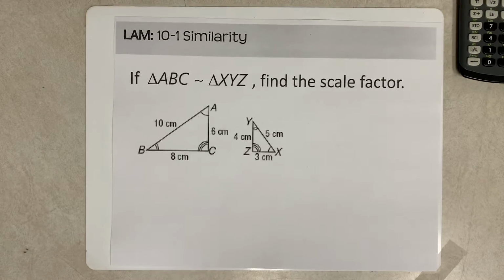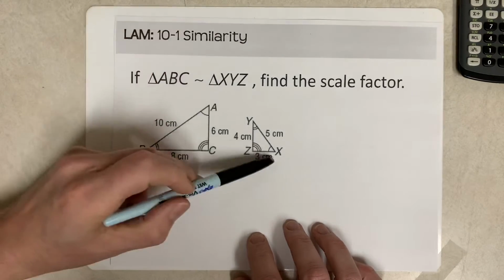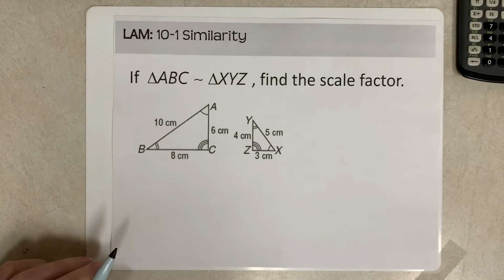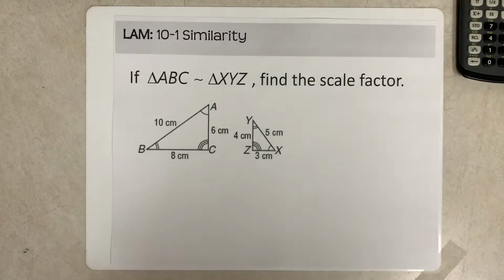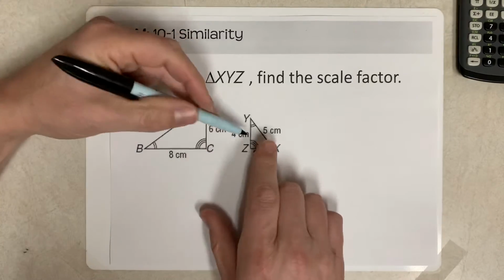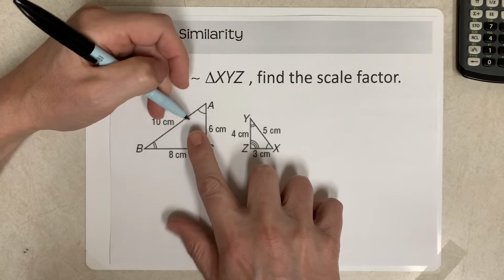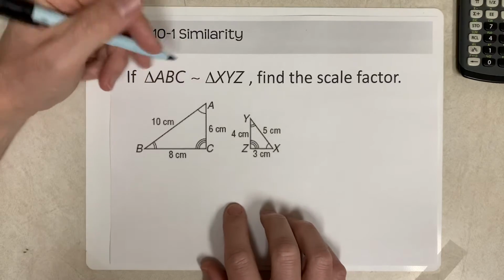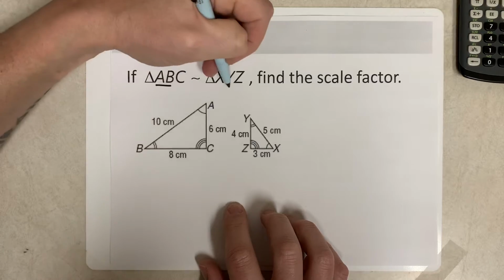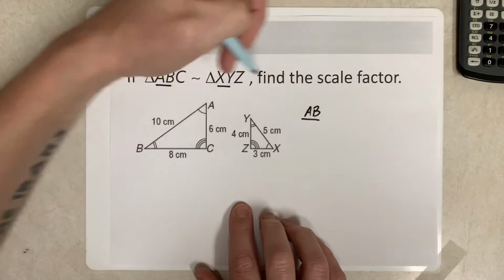Okay, so now we have some problems. This one says if triangle ABC is similar to XYZ, then find the scale factor. So to find the scale factor, we only really need to find one of them, because when we find one, the other one is just going to be the reciprocal. So the scale factor, if I want to go from this triangle to this one, would be a small number, less than 1, because I want a big triangle to go to a small one. So let's do this. To find a scale factor, I'm going to go from AB, XY. So I'm going to match up these two sides, AB over XY.